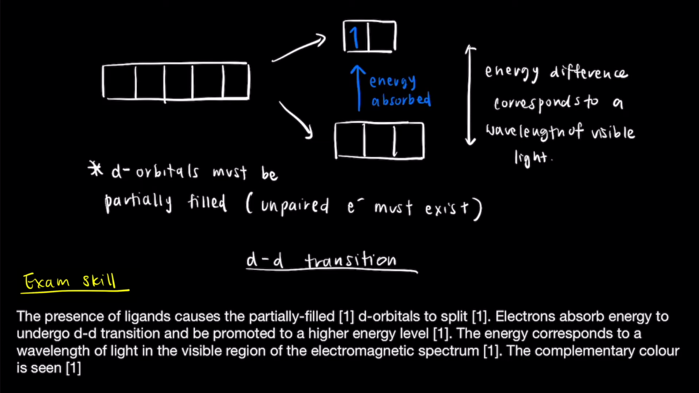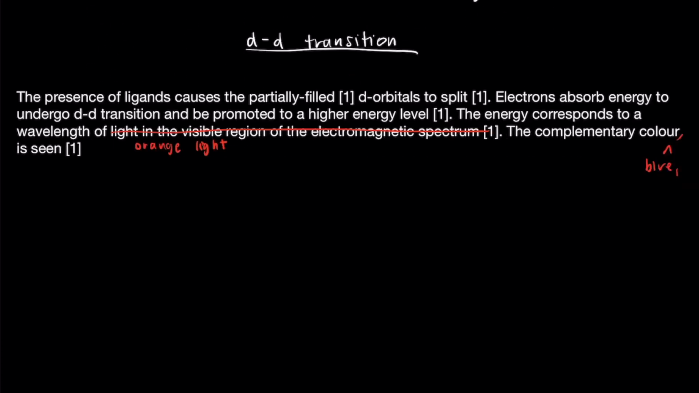So going back to the example of the copper sulfate solution, since we know that the solution is blue, it will be absorbing orange light. So you can say that the energy corresponds to a wavelength of orange light, and the complementary color, blue, is seen. Now, obviously, not all solutions are blue, so there are different factors that affect the extent of the splitting of the d orbitals. And these are the three factors you must know about.